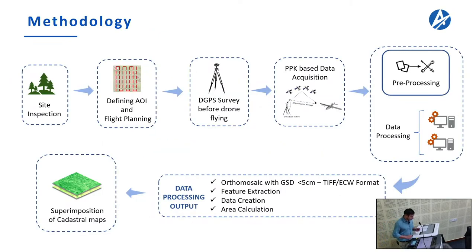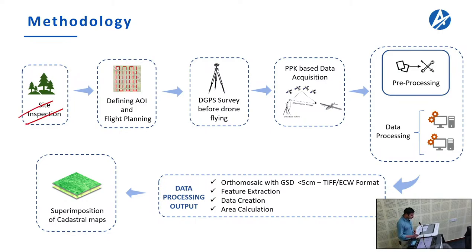So how do we do it? Once you have the drone, you have a target that you need to cover 5 square kilometer of area, and this is the side lap, overlap and everything, and you take one drone, one pilot, a co-pilot with you, maybe you have to do the DGPS survey as well. So what will be the first step? The first step will be the site inspection.